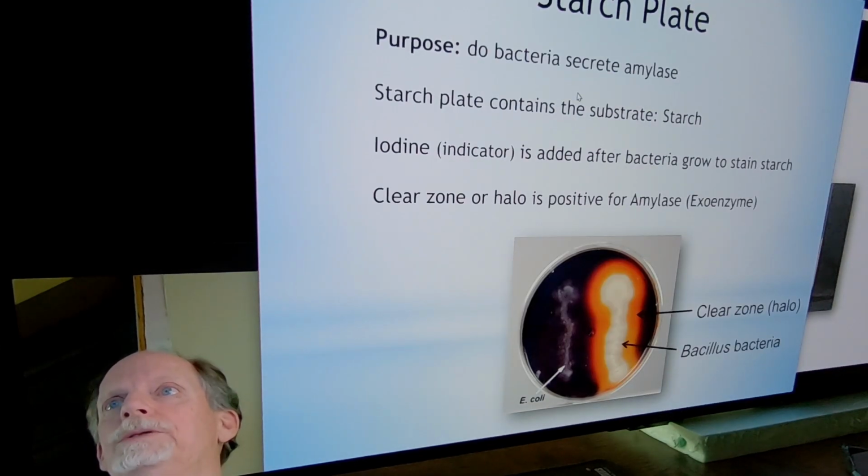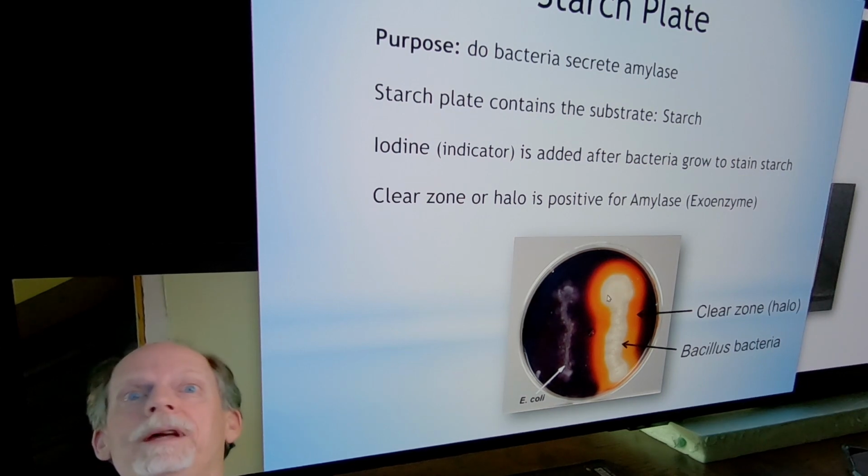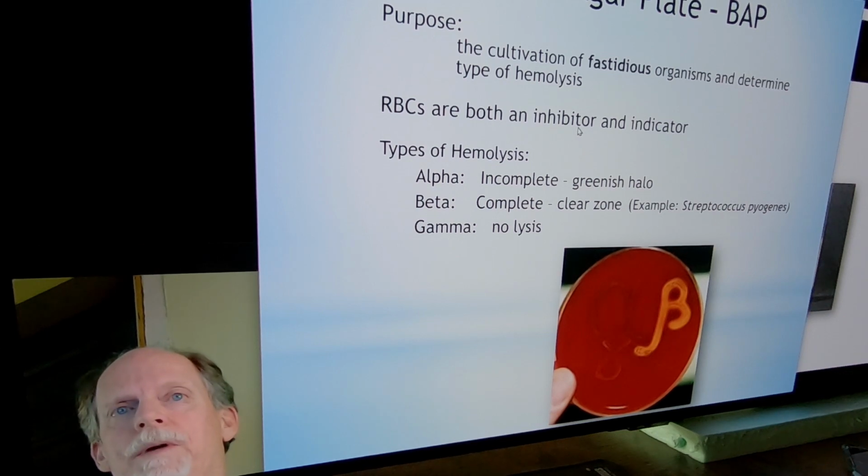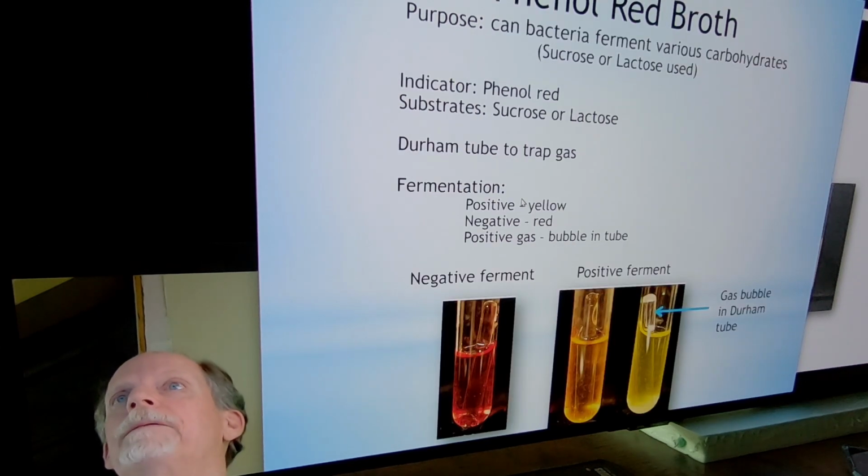Gel tube, starch plate, be able to recognize this. Which one's positive, A or B? I might ask that kind of question. There's not a station for the blood agar plate, but there could be questions about the blood agar plate, what's the inhibitor or indicator for it, and descriptions of these types of hemolysis. So be sure you know that for it.